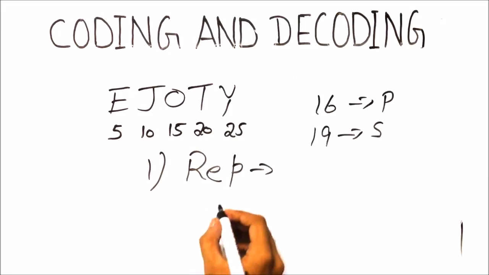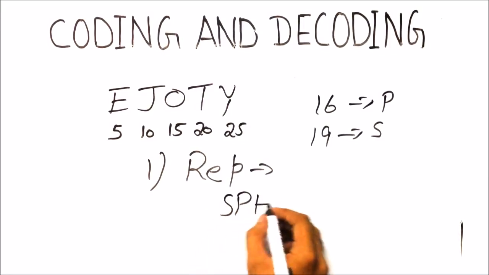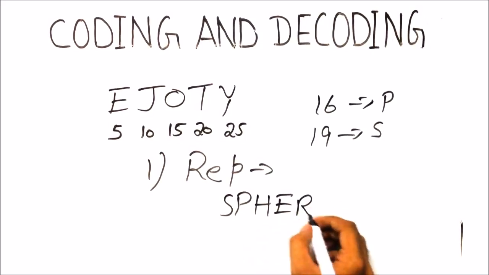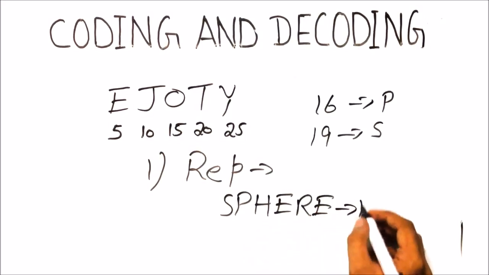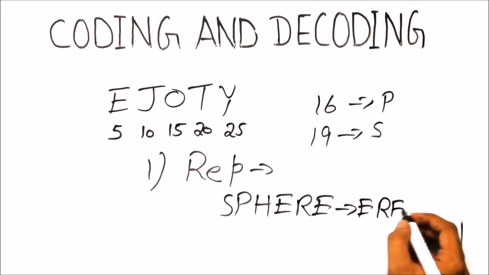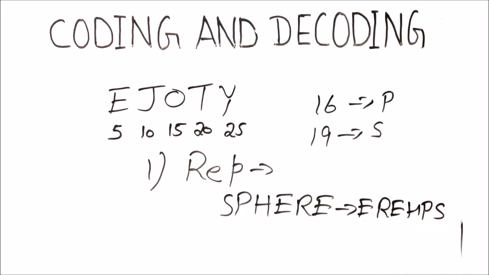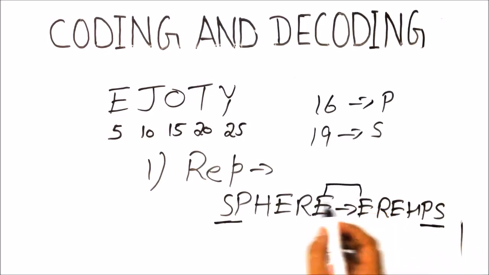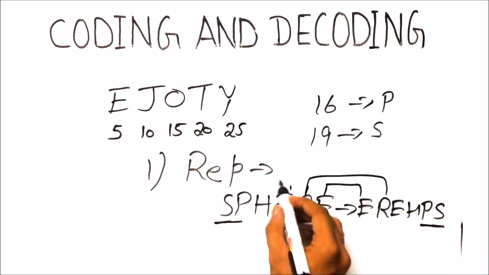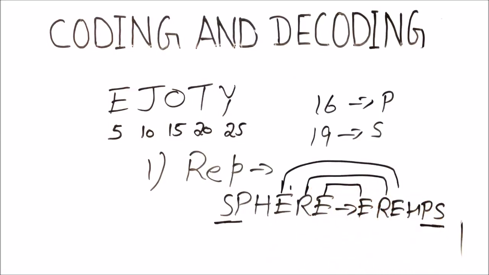For example, if the word is SPHERE, and the code for the word is EREHPS. Now you can easily see that the word here is reversed. Here S comes at first place and at this point S comes at last place. At this point P comes at second place and here P comes at second last place. Hence we can easily say the pattern is reversive. That is the repetition pattern. This is our first example.